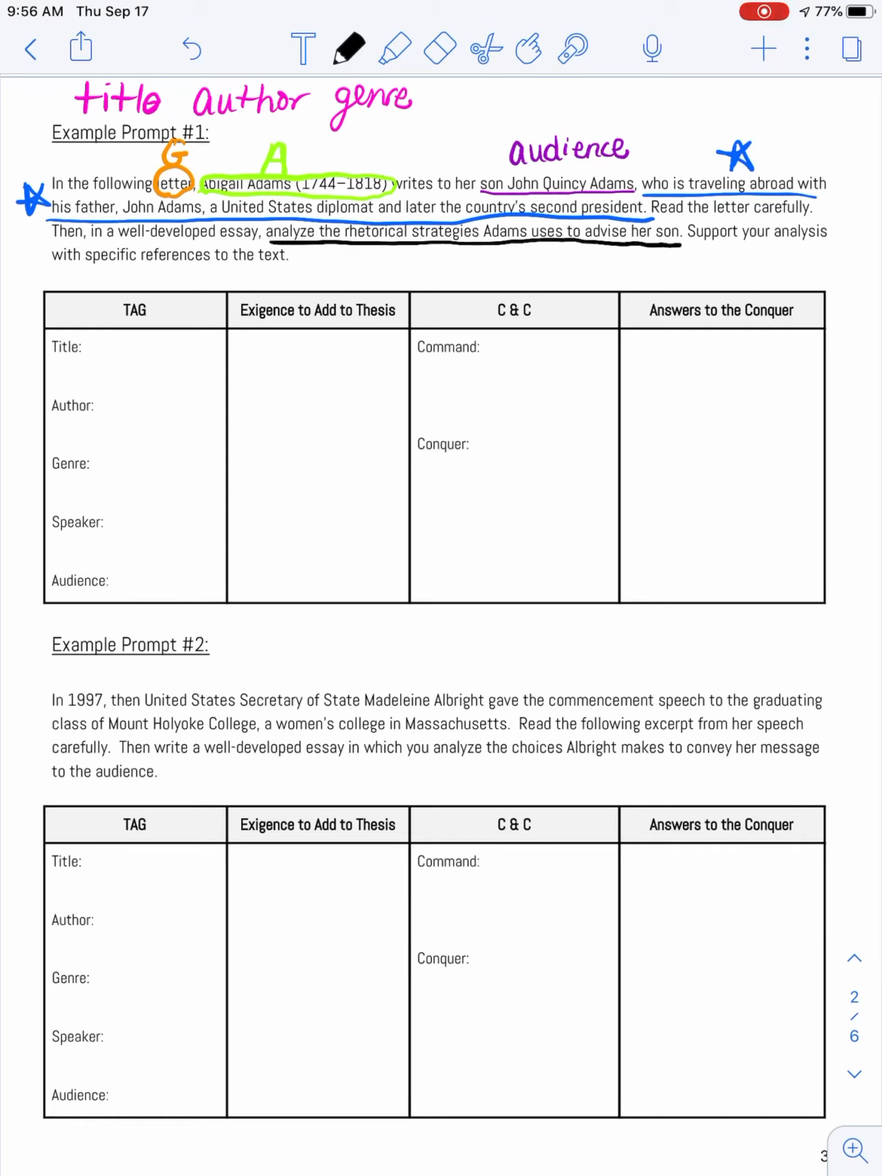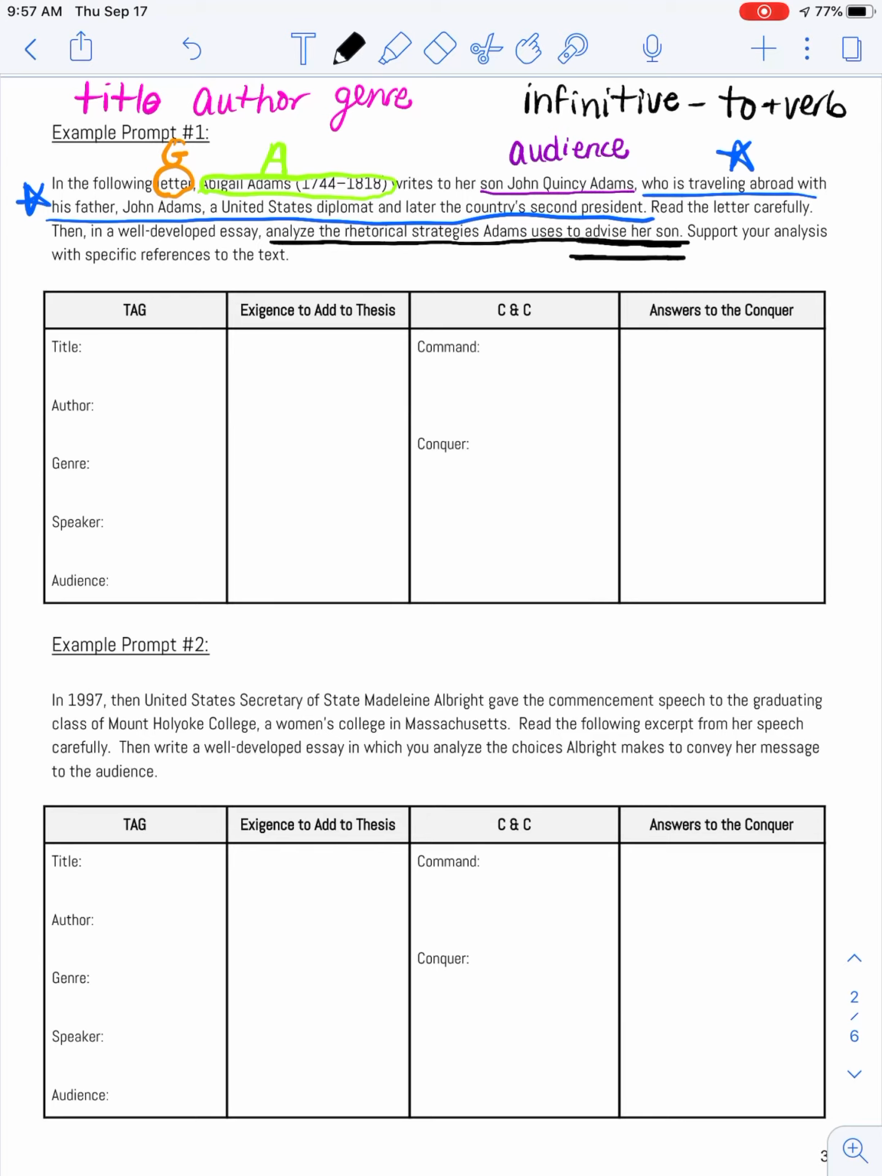Now I'm going to start looking for my conquer. So what I am looking for is the infinitive. An infinitive is when a word starts with to, or a phrase starts with to and then is followed by a verb. So we're always looking for that. In the part that we have underlined, we're looking for an infinitive, and that is the word to plus a verb. Okay, so here it is. To advise her son. This is what I'm focusing on. Okay, this is how I want you to annotate a prompt.